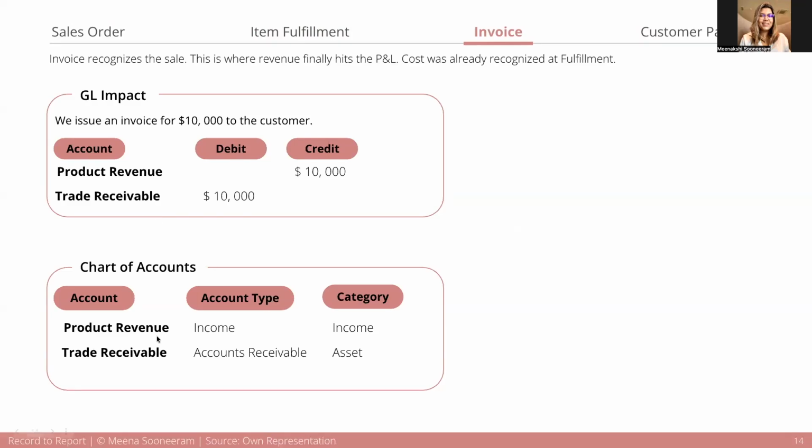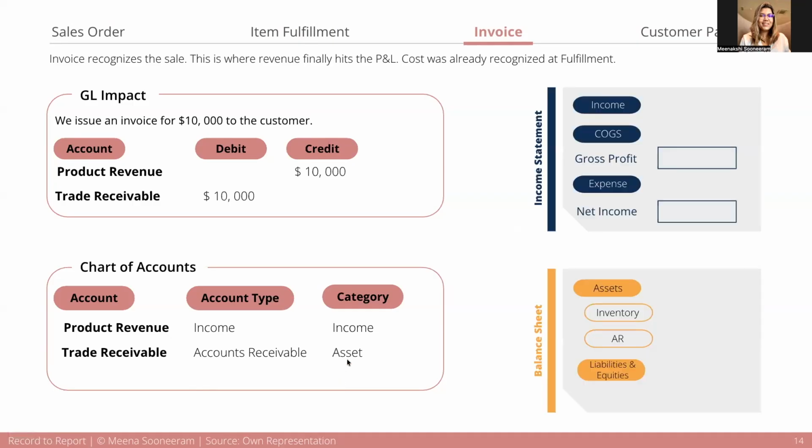So now let's take a look at our chart of accounts. Your revenue is an income account, thus it will be located on your income statement, whereas your AR account is an asset and it is located on your balance sheet. If we look at our income statement, we have the 6,000 that we carried on from our COGS. And now we record the 10,000 revenue that we have just made. So our gross profit is now 4,000.